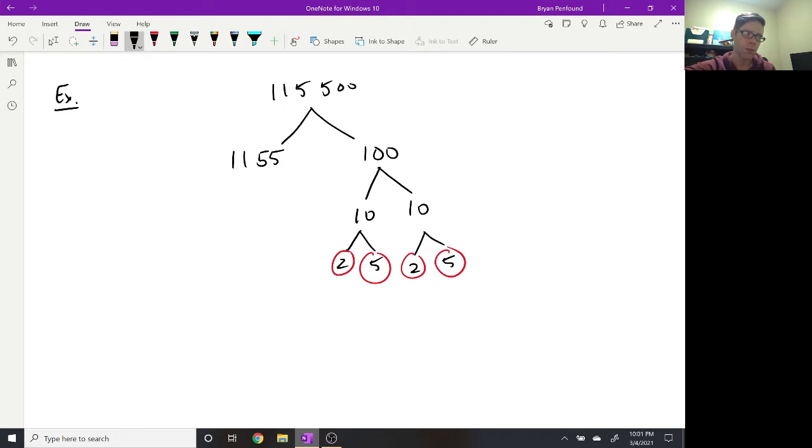Now with a number like 1,155, to me, it's very obvious that it's divisible by the number 5. So maybe let's take a 5 out of there and see what we're left over with.